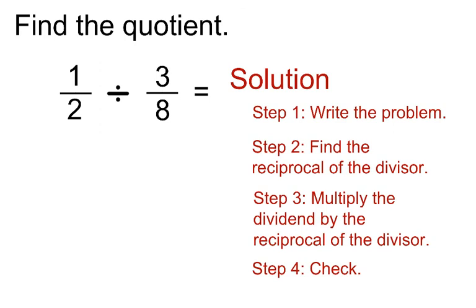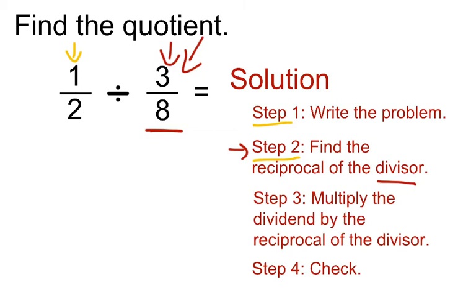So when we have 1/2 divided by 3/8, we need to follow our steps carefully. Step 1, of course, is to rewrite the problem, which is written for you here. Step 2, find the reciprocal of the divisor. Well, we have the dividend here and the divisor here, and you have to always make sure that you're multiplying by the reciprocal of the divisor. So make a little note that step 2 is also the second number in your division problem.